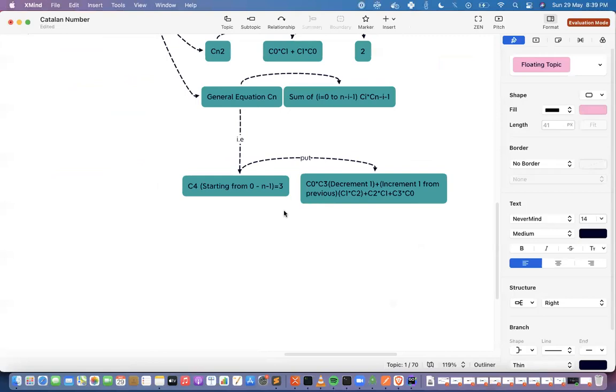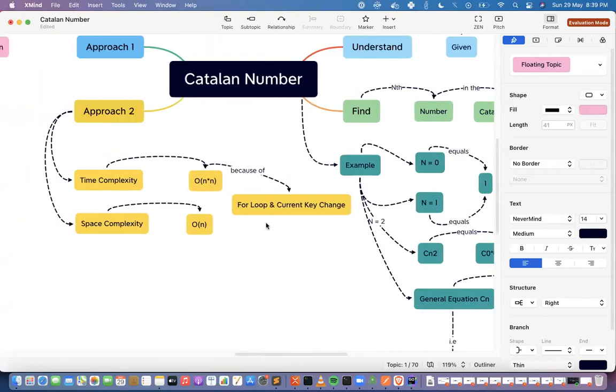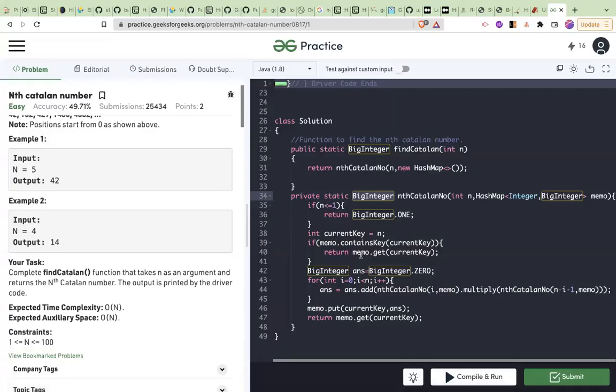And for finding the time and space complexity, we determine time complexity by our current key. Now the current key is not only dependent on n, but also on the loop. For n, since we know that n is, say, 5, our current key will change up to n. So it will iterate up to n. First of all, that would be the case.